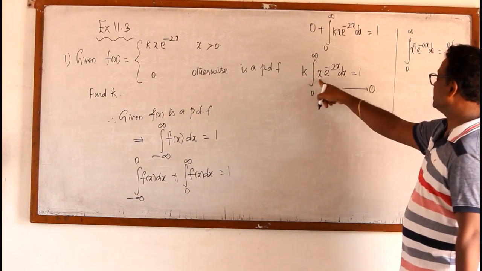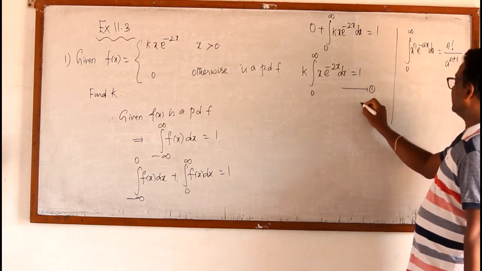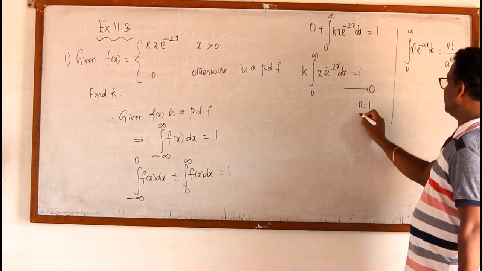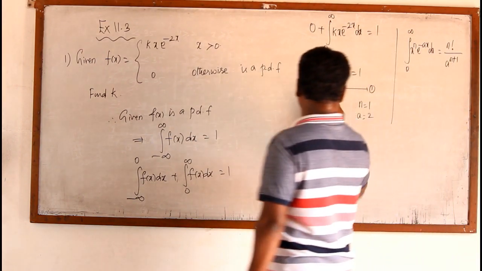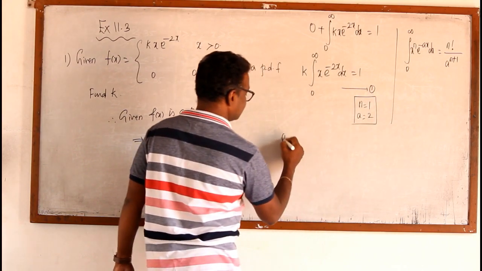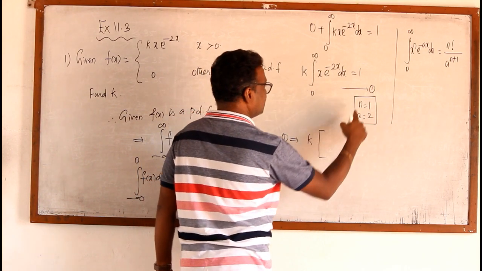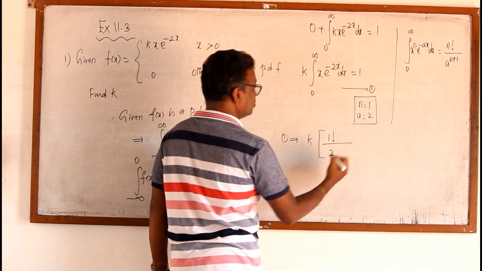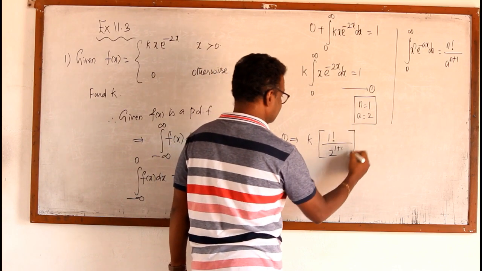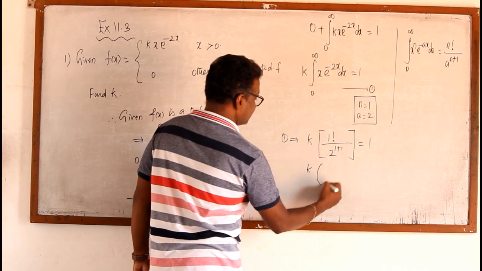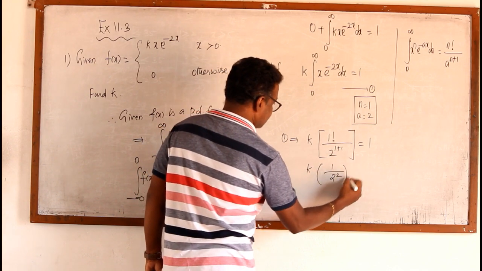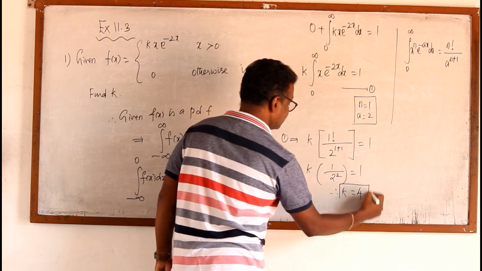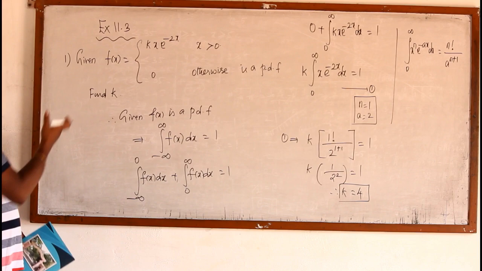Therefore, when I compare, x power 1, so here n equal to 1, and e power minus 2x against e power minus ax, in the place of a we have 2. Therefore 1 becomes k into 1 factorial by 2 power 1 plus 1, equal to 1. So k into 1 by 2 square is 1. Therefore, k equal to 2 square, which is 4, cross multiplying, k equal to 4. This is the answer of the first problem.